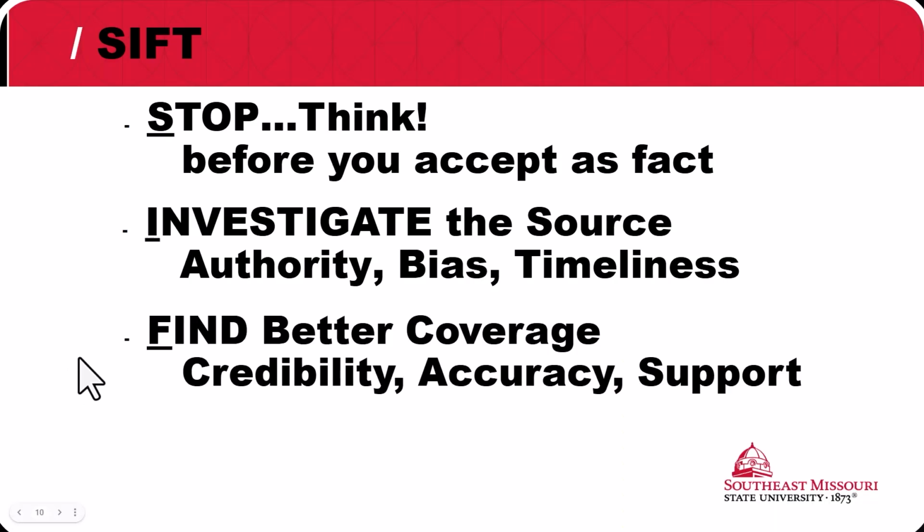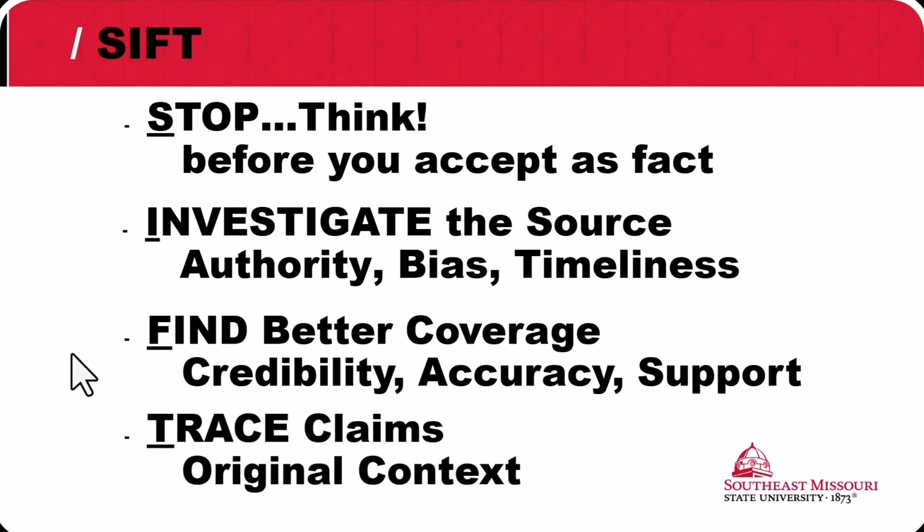Find better coverage. So credibility. Maybe an article isn't credible. Maybe a Wikipedia article. There's a lot of information there, but it's not credible, right? You don't know who published that. But there are a lot of footnotes on Wikipedia, and maybe you could go through those and go through some links and find something that is credible. The better the credibility, the better the publication, the better your research is going to be, the more knowledgeable you'll be. So keep searching, keep trying to find the best version of that information. And trace claims to their original context. So go back, find out where that information originally came from.